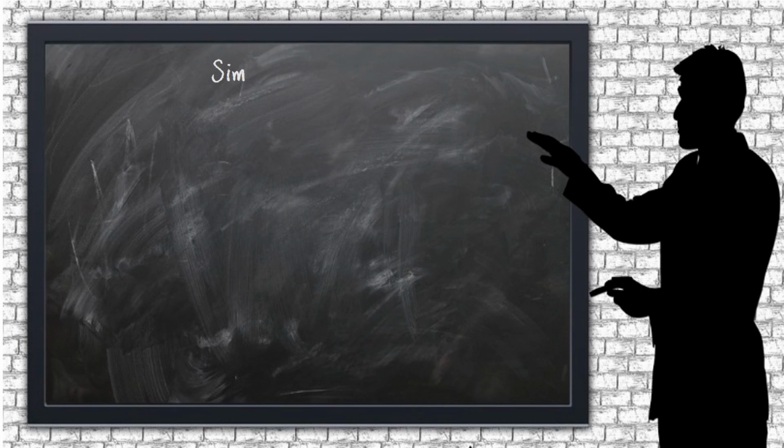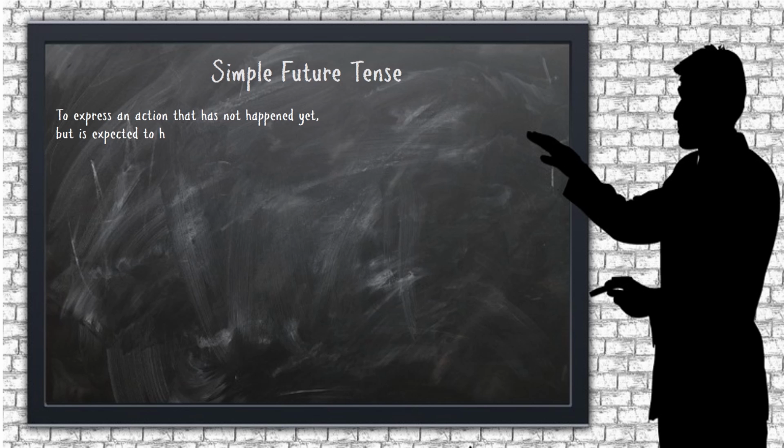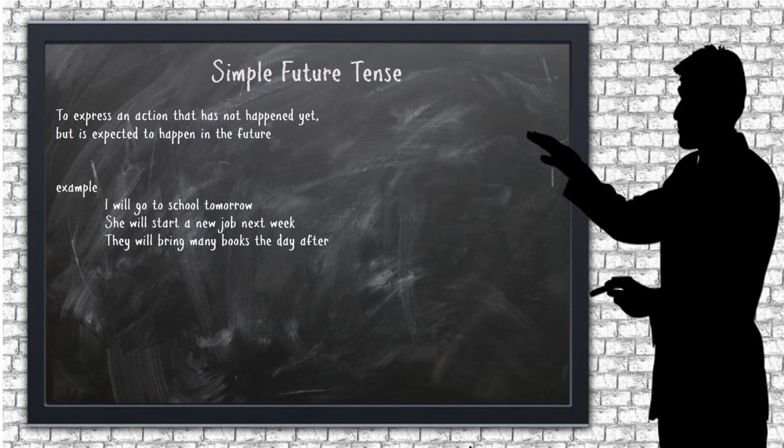Simple future tense expresses an action that has not happened yet, but is expected to happen in the future. Example. I shall go to school tomorrow. She will start a new job next week. They will bring many books the day after tomorrow. They will bring it next month. You will go to university next year. He will attend the show tomorrow.